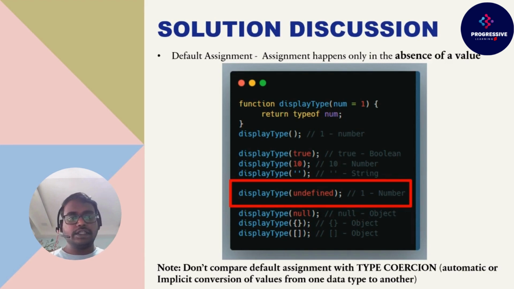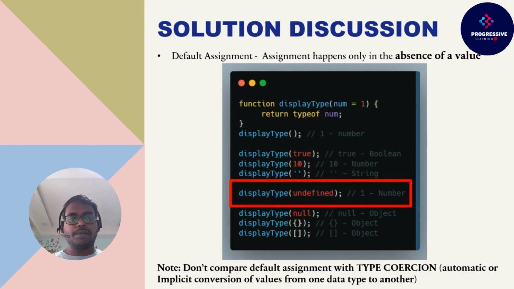In this case, this is the most interesting one, display type of undefined. When undefined is passed, num doesn't have any value. There is an absence of a value, and hence 1 will be assigned to num and the type of num will be a number. Next, we'll see the null value.